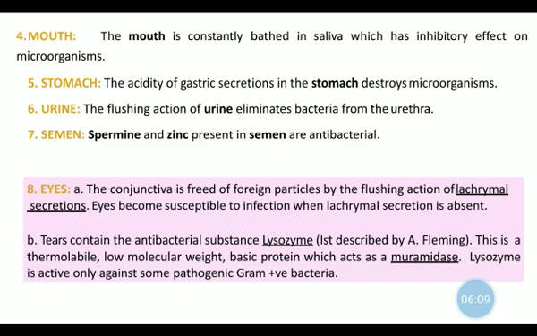Urine. Urine eliminates bacteria. Semen. Spermine, a polyamine taking part in cellular metabolism, and zinc are antibacterial. Eyes. Tears have antibacterial substances.